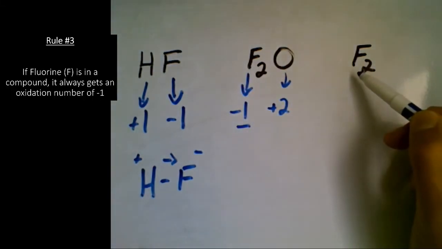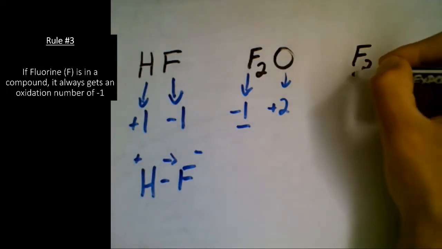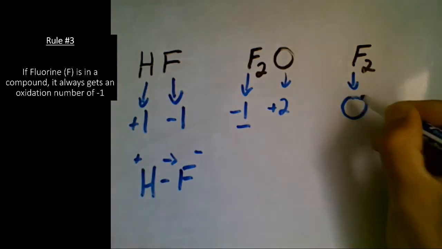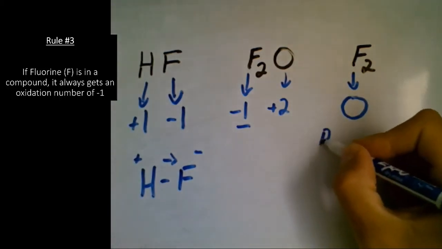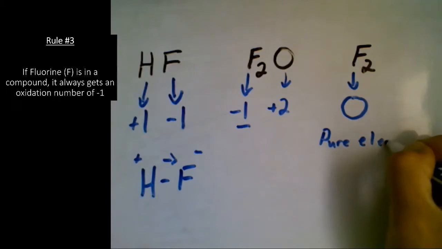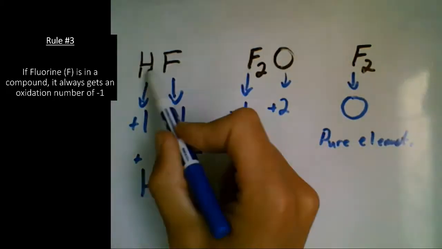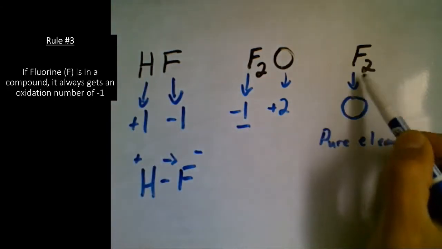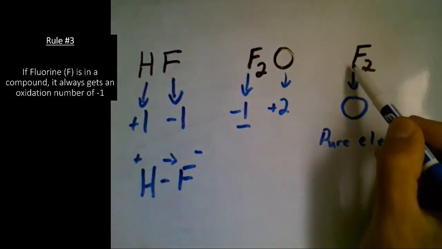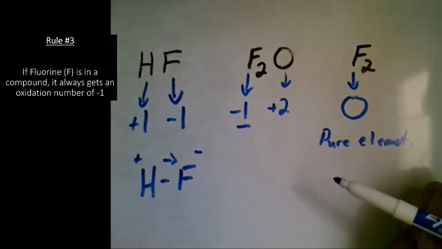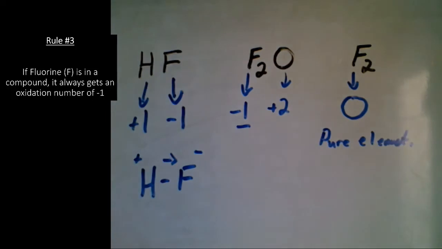Let's take a look at our very last one, F2. F2 has to have an oxidation number of 0. And why is that? Well, this is a pure element. Keep in mind the difference between a compound, 2 different elements bonded together, and an element such as F2, where it's just a single one of those substances. Okay, so that's rule number 3. If you have fluorine in a compound, it always has to have an oxidation number of -1.